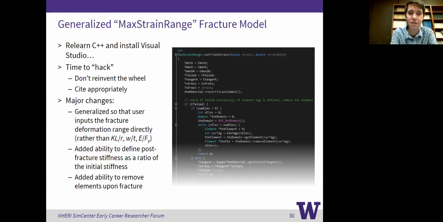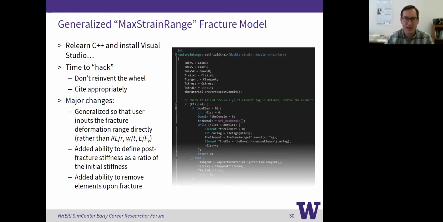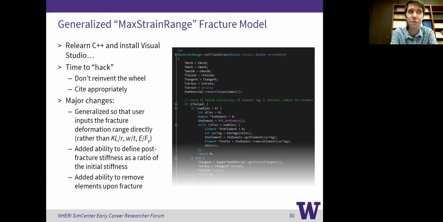Okay. And is there a specific name for the element removal command? There is a native command in OpenSees. If you're doing it from the source level, it's a little more complicated, but I think the native command is on the wiki. I don't know the exact name of it though. Okay.